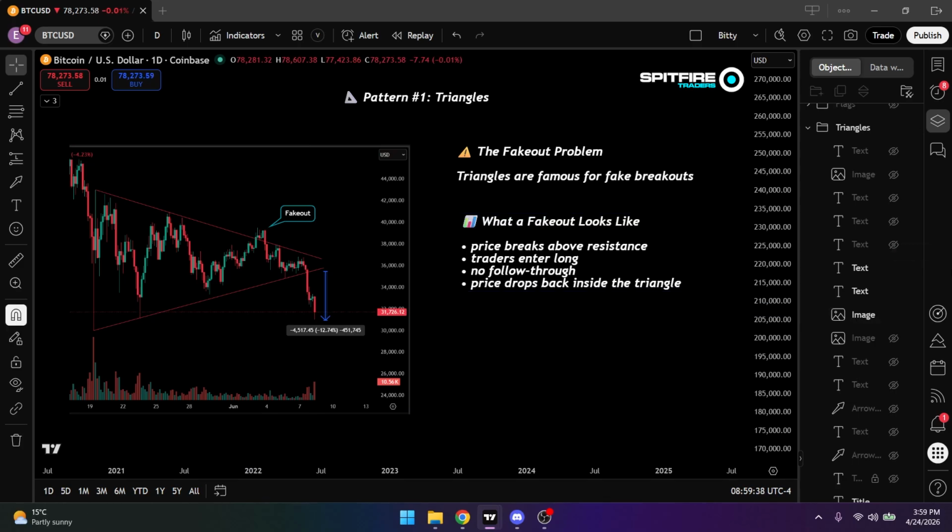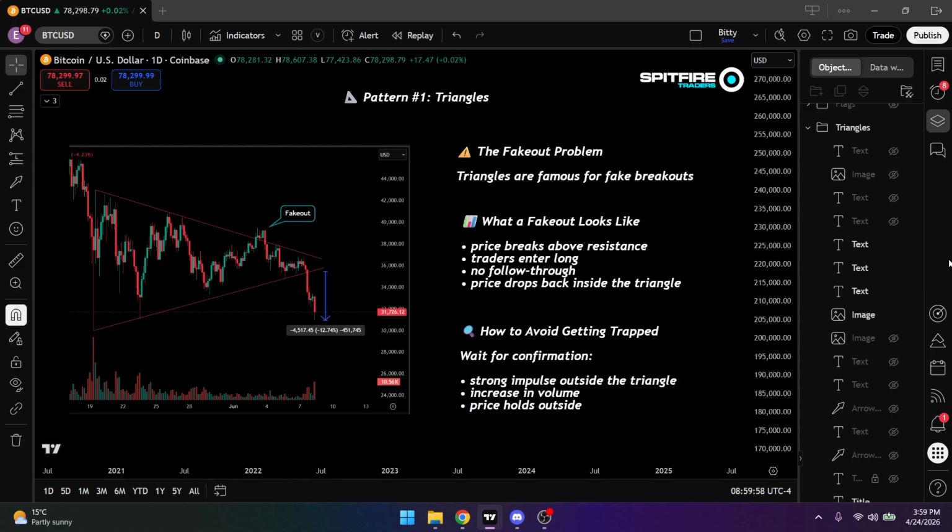This is how a fake out looks like. Price breaks above resistance, traders enter long, with no follow-through, and price drops back inside the triangle. That breakout just became a trap. Same happens on the downside. But how to avoid getting trapped?